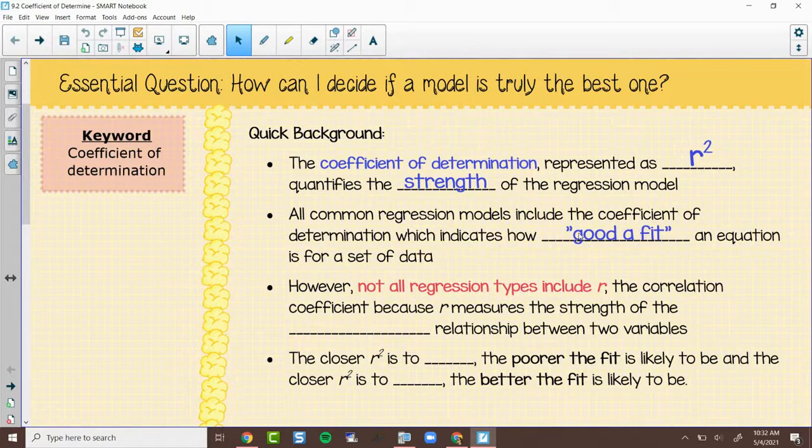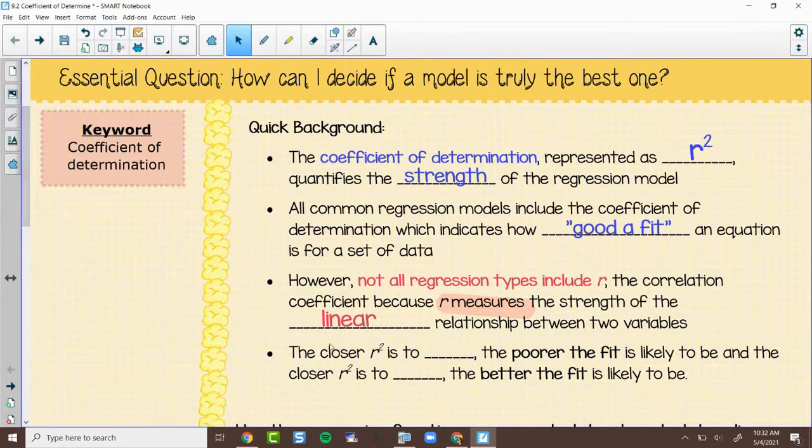The challenge is not all regression types, so the lines, the quadratics, the exponentials we did last time, don't all actually give us the R value, because unfortunately, the R only measures the strength for the linear relationship. It really doesn't measure anything else. So that's why we need R squared.